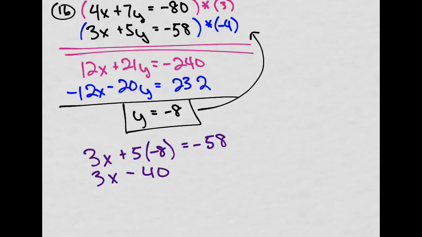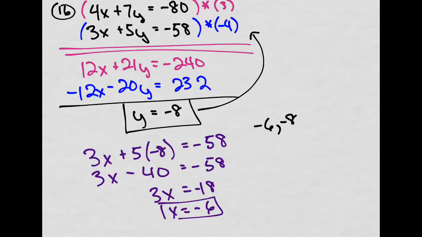So this is just us doing a little simplifying. 3x equals, still going to be negative 18. So x equals negative 6. And then, again, they gave us x's and y's, so we're going to go ahead and put this in coordinate form.